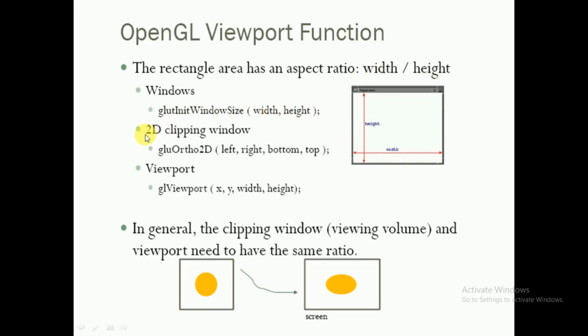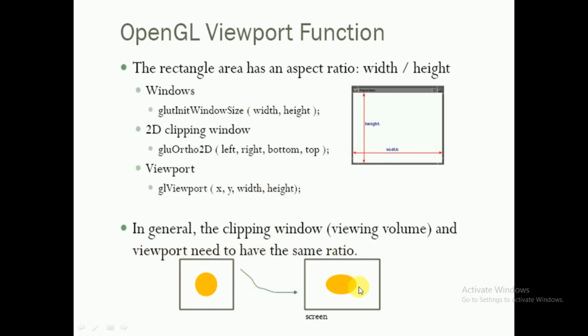Then the clipping window: which portion you want to clip. This is your window, your working area. Then in this working area, which portion you want to clip, that is clipping: gluOrtho2D with left, right, bottom, top. Then where you would like to map on screen, that is glViewport with x, y, width, height. In general, the clipping window and the viewport need to have the same ratio. You have to maintain the same ratio.